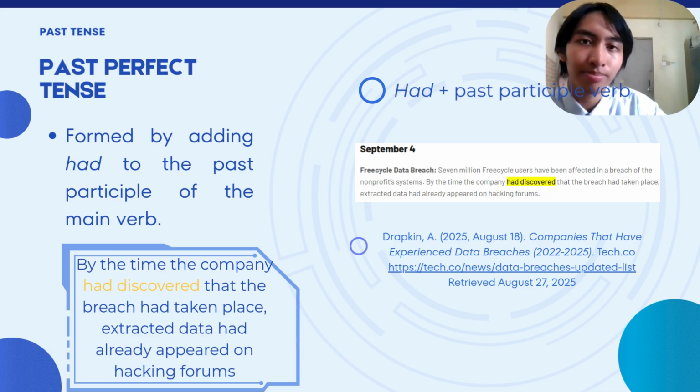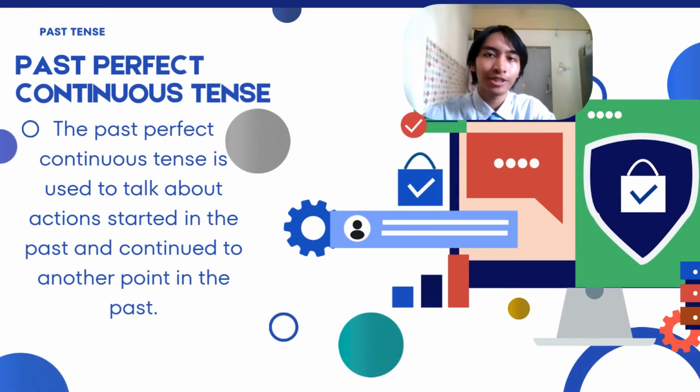Past perfect continuous tense is used to talk about actions started in the past and continuing to another point in the past.